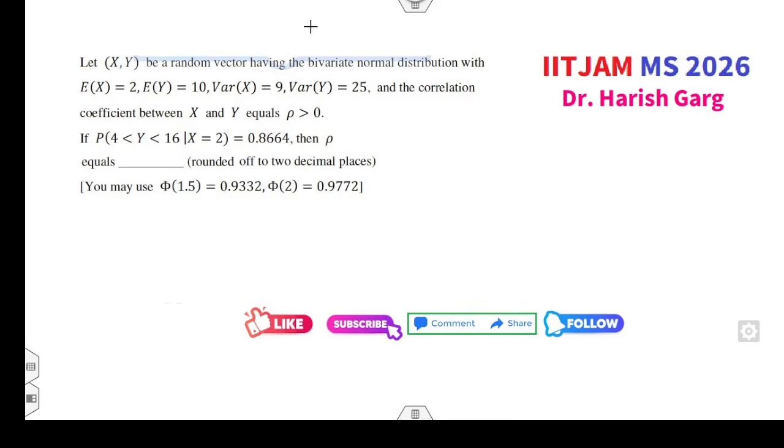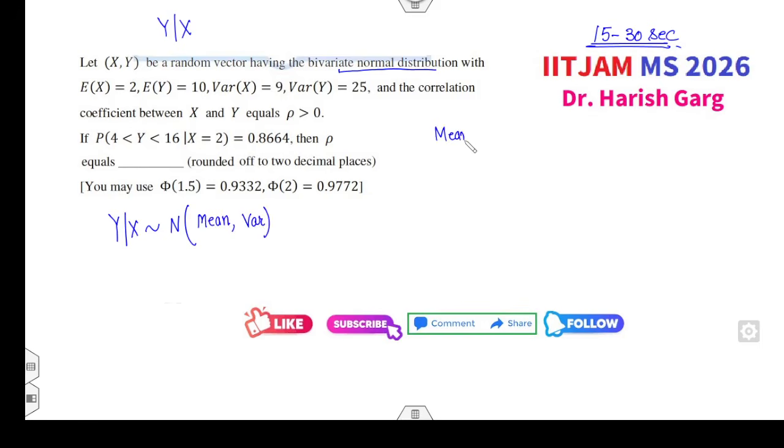Now, in this lecture, we will see how we can solve all these questions in just 15 to 30 seconds. Fine. Now, the first question is related to the conditional distribution Y given X. First of all, X and Y are both normal distributions. Then Y given X also follows a normal distribution with parameters mean and variance. Fine. So what is the mean of the conditional distribution?